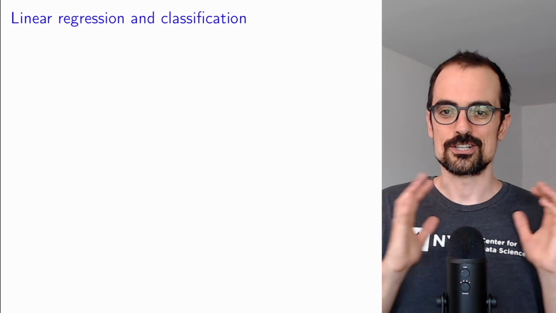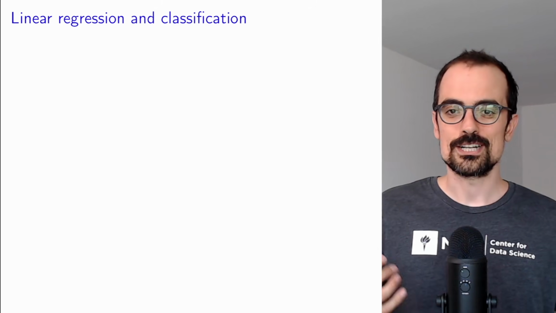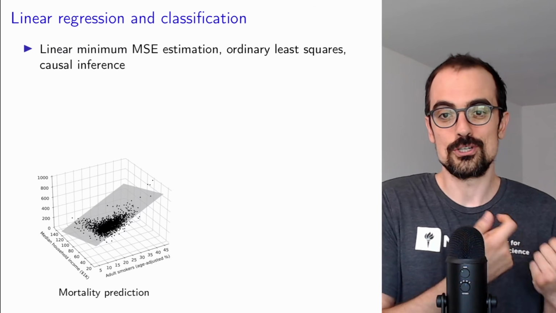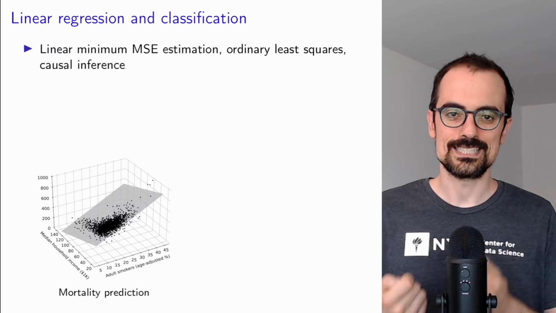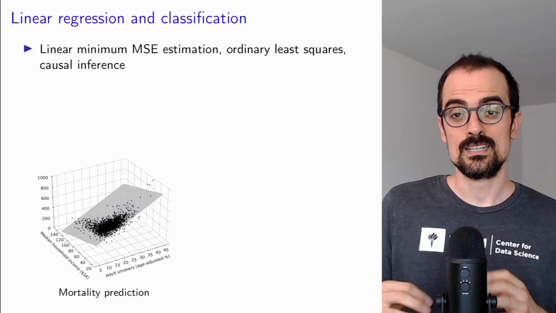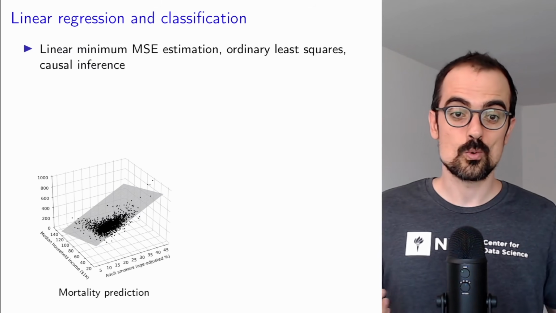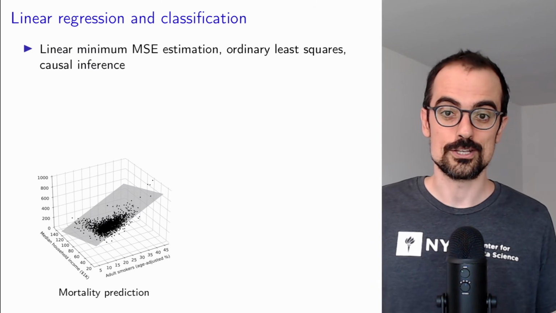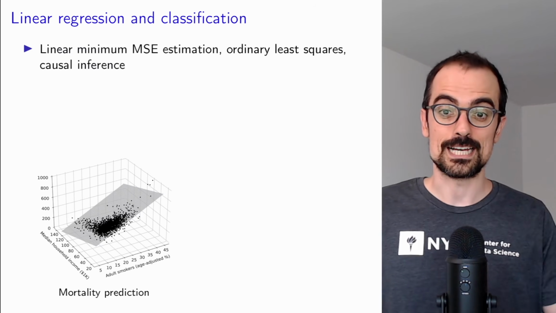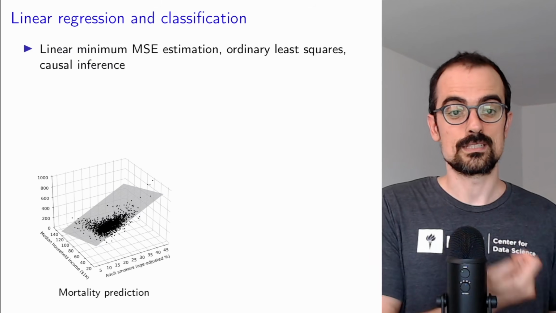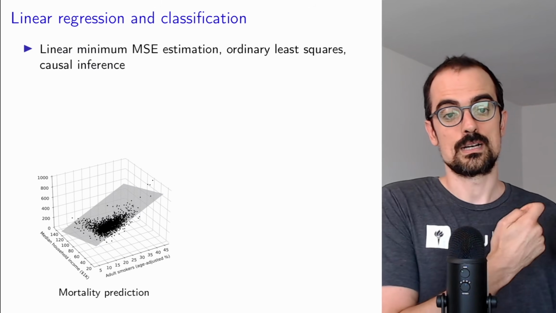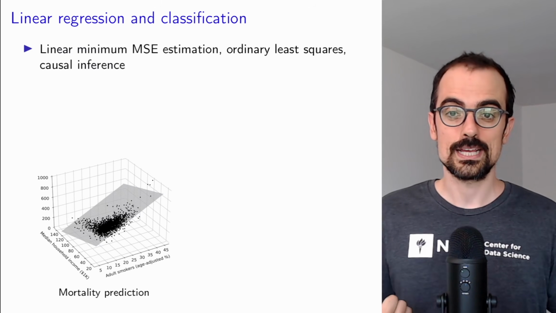Finally, we reach regression and classification. Linear regression is extremely important. It's usually based on linear minimum mean squared error estimation from data. This is implemented using ordinary least squares to find linear models such as the one you can see there, represented by that plane, where we try to predict mortality from household income and also smoking.